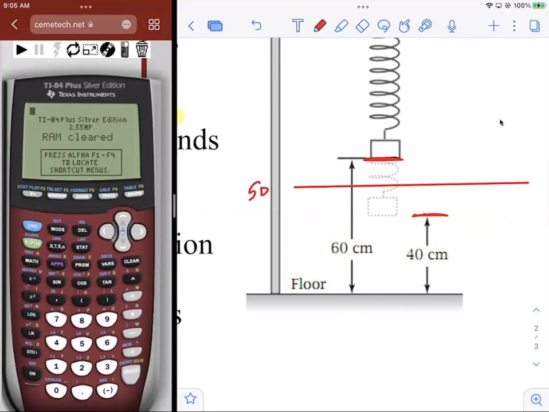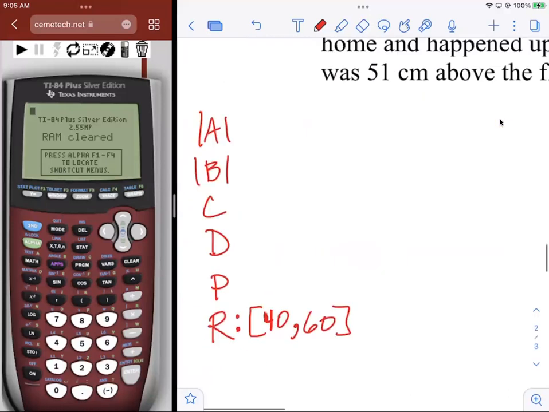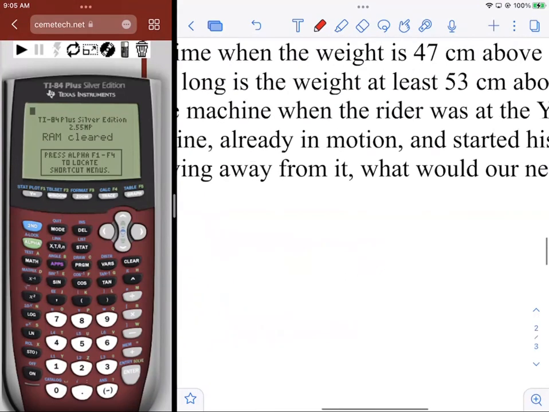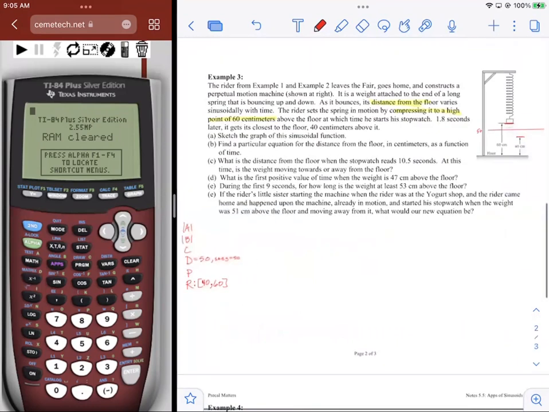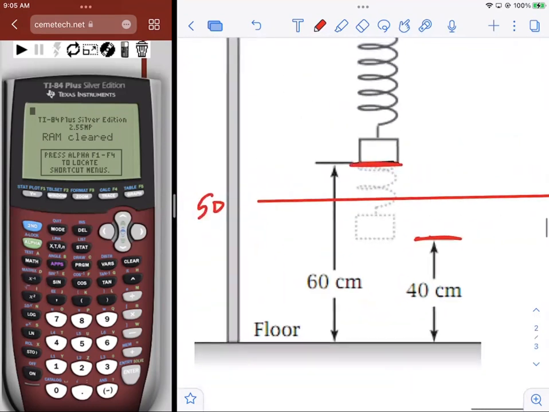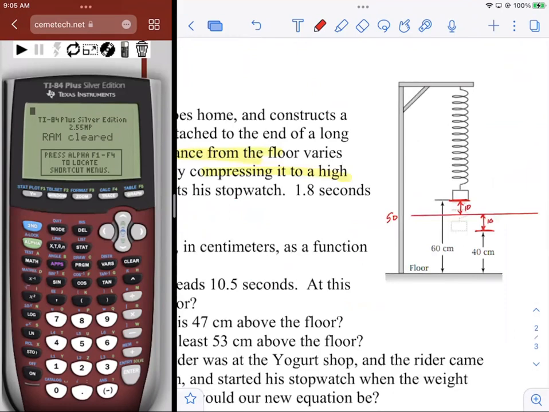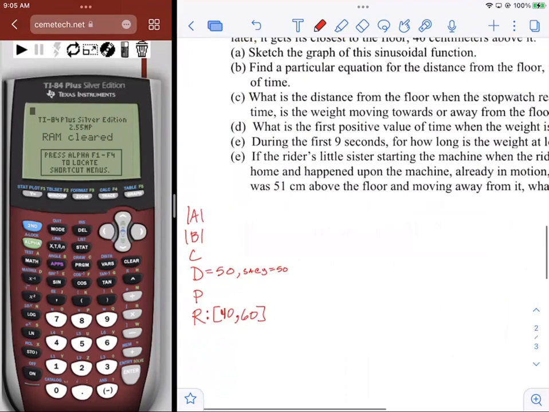That's not just the equilibrium, but what letter in our equation? D, good. So D is positive 50. We have a sinusoidal axis at y equals 50. And now that we know the sinusoidal axis, we can figure out the wave height. What is the wave height? From 50 to the high point is 10. From 50 to the low point is 10. So it's also half of the distance between the high and low. So it's 10.